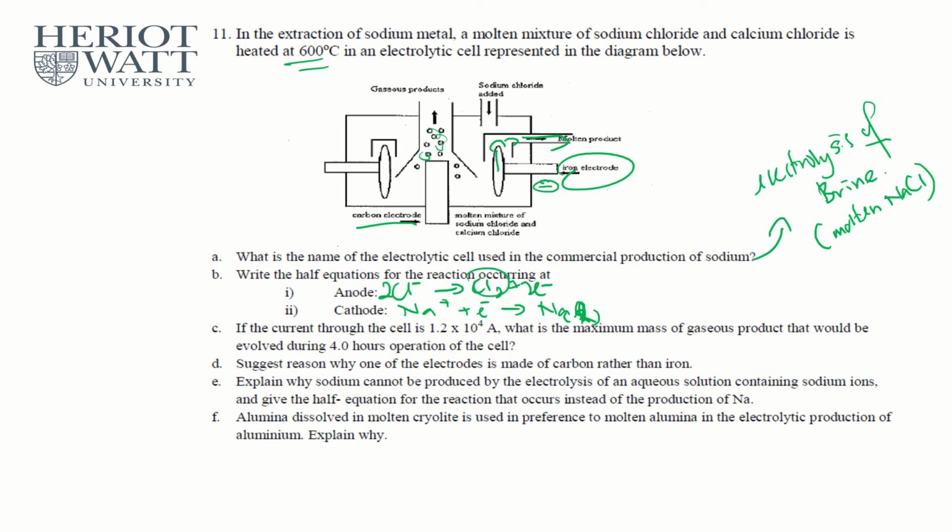Now, if the current through the cell is 1.2 times 10 to the power of 4 amperes, what is the maximum mass of gaseous product that will be evolved during the 4 hours operation of the cell? Yeah, the same thing, guys. Q equals It, right? So I'm solving C now. Let's take some space here. All right. So I have Q equals It. So I have 1.2 times 10 to the power of 4. Wow, that's a big current. And then 4 hours, so 4 times 60 times 60 to get seconds. There you go.